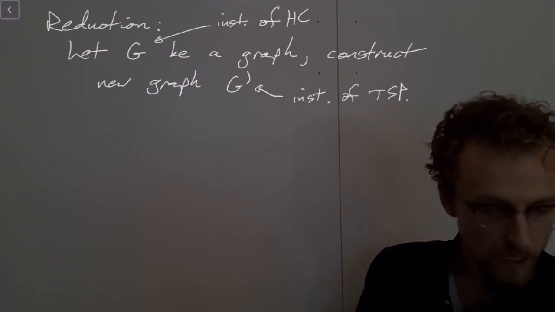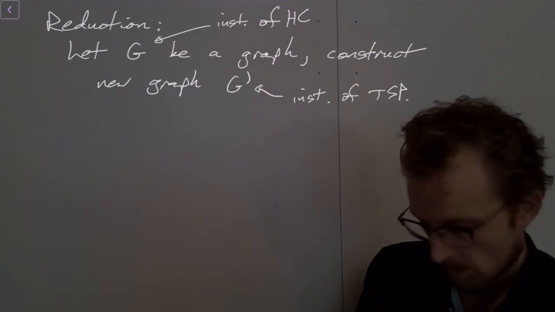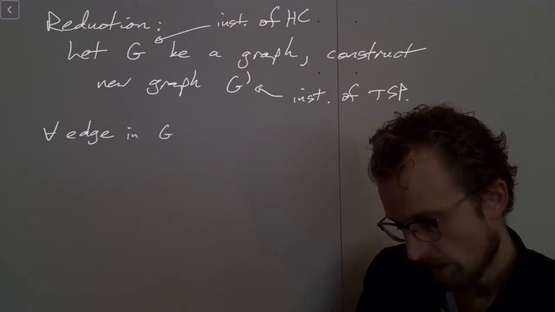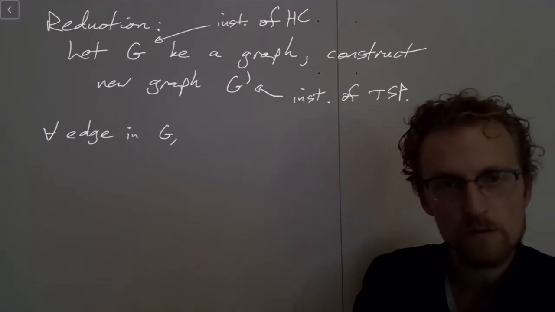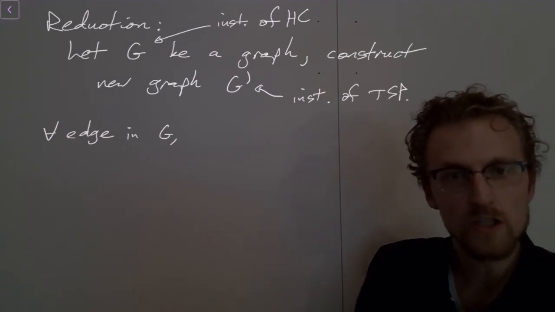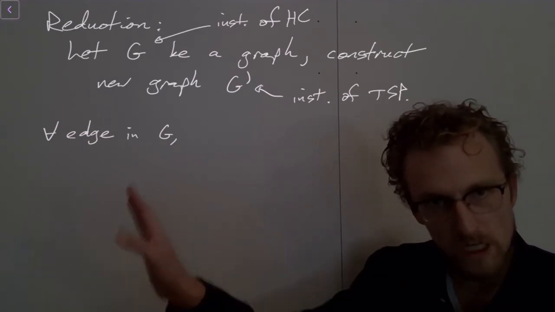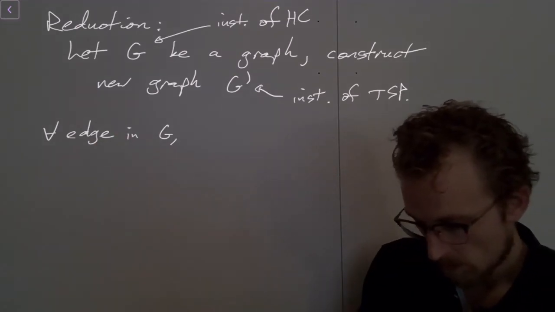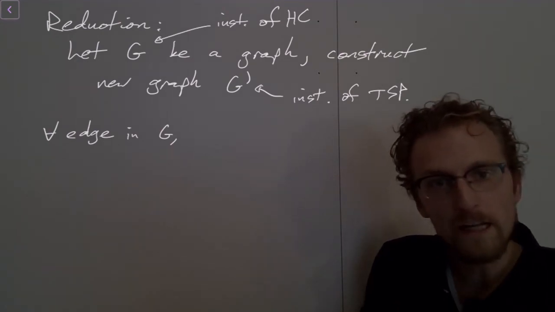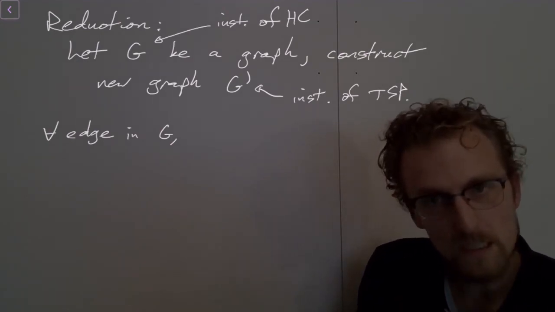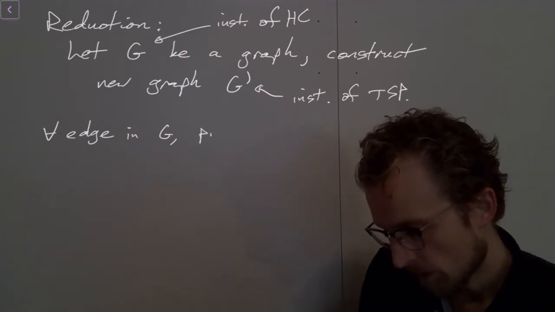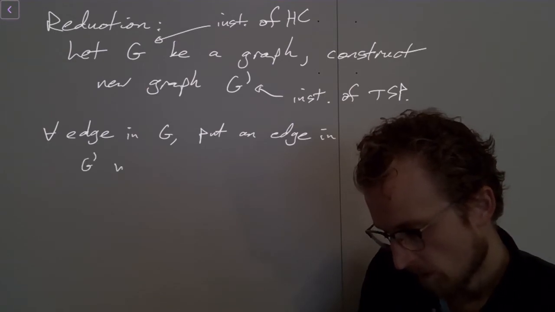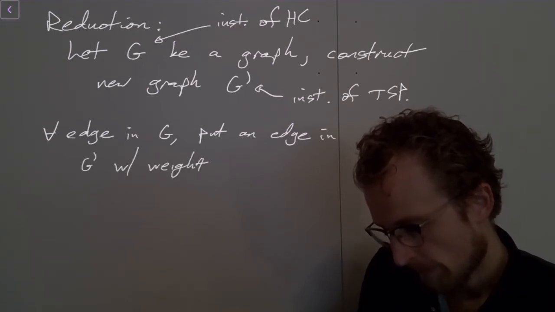Okay, so here's how we'll do this. For each edge in G, so if an edge appears between two nodes in G, then we'll put an edge in G prime with a weight of 1. G is not necessarily a weighted graph, but G prime is a weighted graph because it's an instance of the TSP. So for each edge in the original graph, we define an edge in the new TSP instance with a weight of 1.